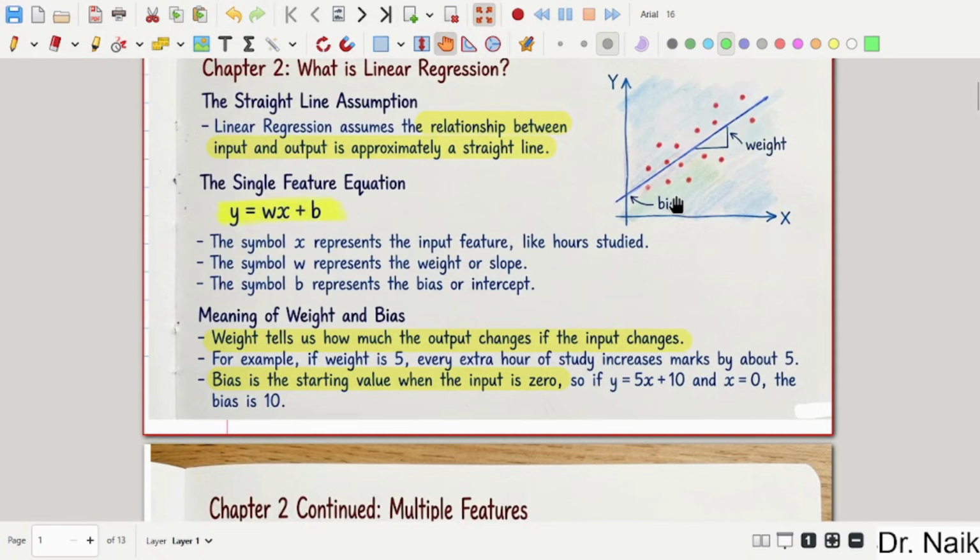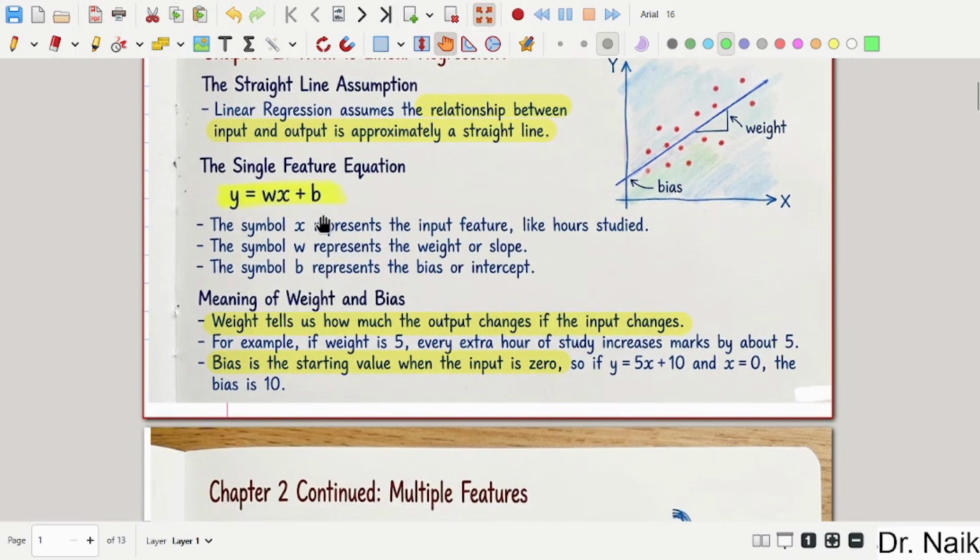What do the weight and bias mean? Weight tells us how much the output changes if the input changes. For example, if the weight is 5, then every extra hour of study will increase marks by about 5. And bias tells us the starting value when the input is 0. If y = 5x + 10 and x is 0, then 10 is our bias, that is, 10 is our b.